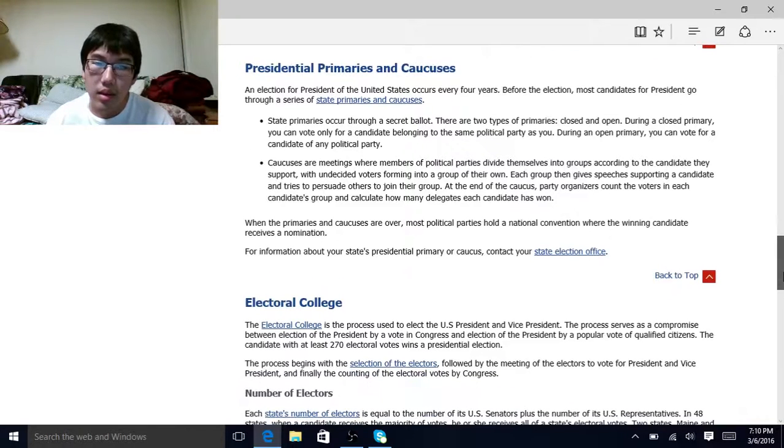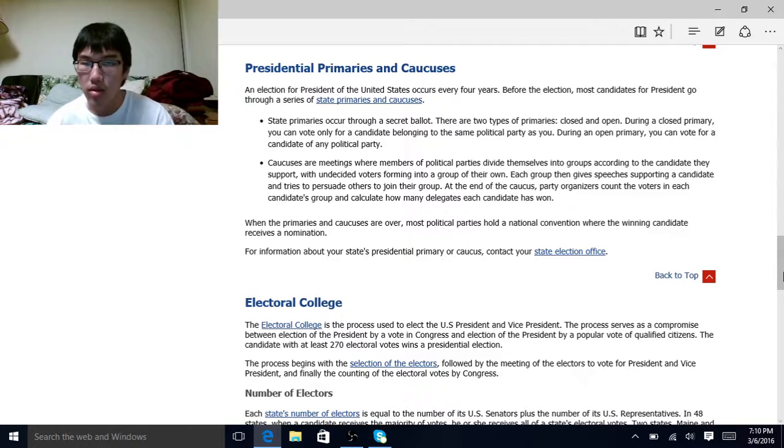Okay. Presidential primaries and caucuses. An election for President of the United States occurs every 4 years. Before the election, most candidates for president go through a series of state primaries and caucuses. State primaries occur through a secret ballot.